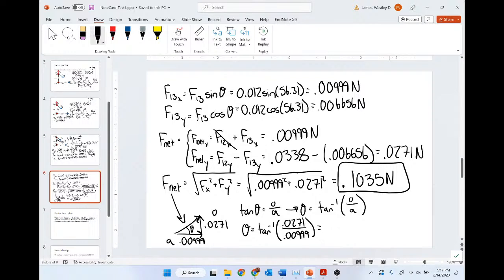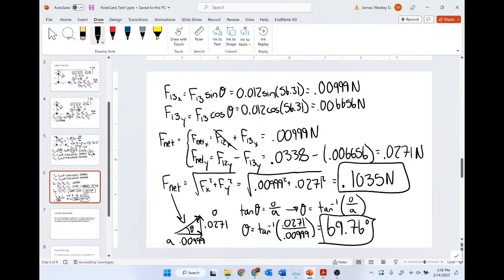Long story short, if you want the angle, you just take tangent inverse of y over x. That's always going to be true. If you ever want the angle, tangent inverse y over x. That one does hold true. 0.00999. 69.76 degrees. Nice. There you go. And I feel like, no, that's good. Okay. A lot of work.